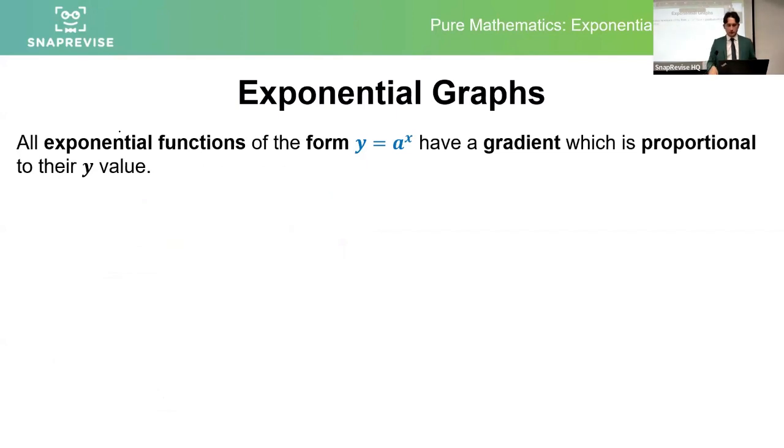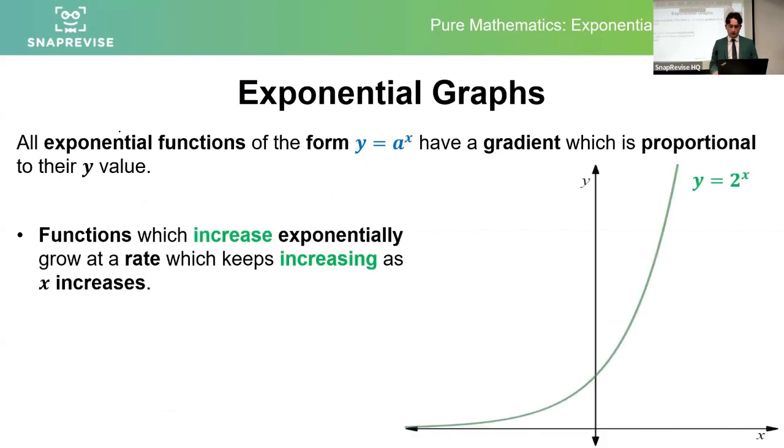Now, first of all, exponential functions of the form y equals a to the x have a gradient which is actually proportional to their value. So basically what that means is the derivative for any exponential is related to the function itself, is proportional to a to the x. Okay, and you will explore this a bit more in calculus in year 13 as well, for those of you that haven't already. So functions which increase exponentially grow at a rate which increases exponentially. So that's what we're effectively saying.